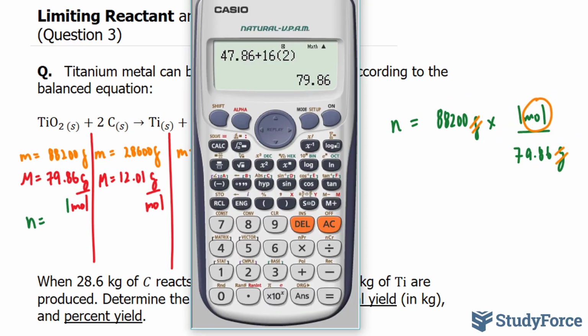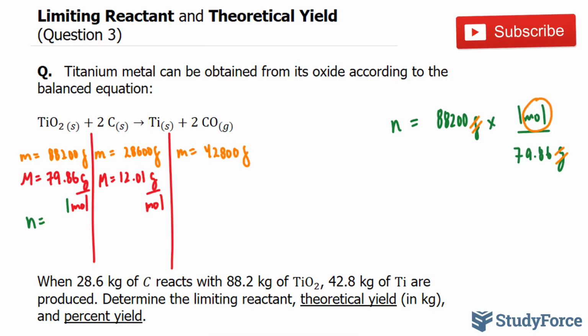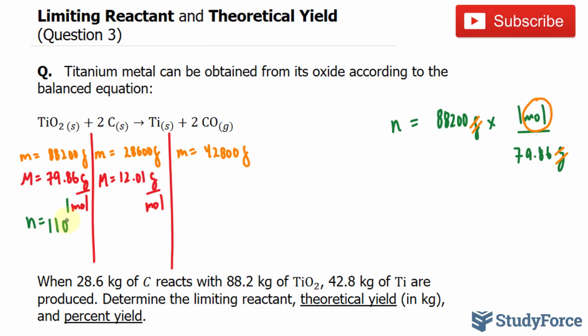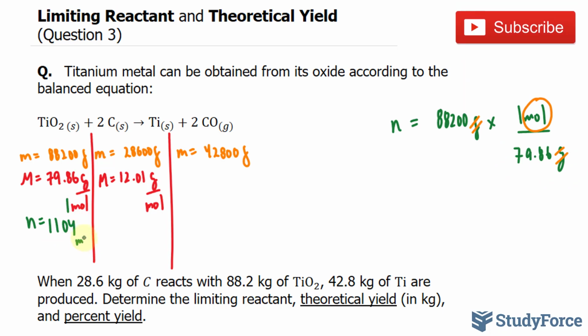So let's use our calculator. We have 88,200 divided by 79.86, and this gives me 1,104 moles. Keep in mind that your final answer should have 3 significant figures because all of the numbers that they gave us originally had 3 significant figures. We'll just have to remember that at the very end.